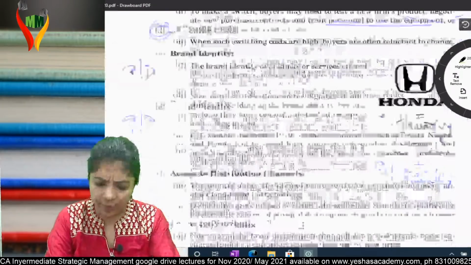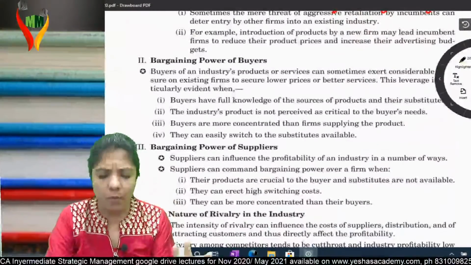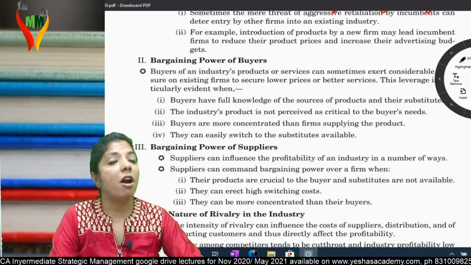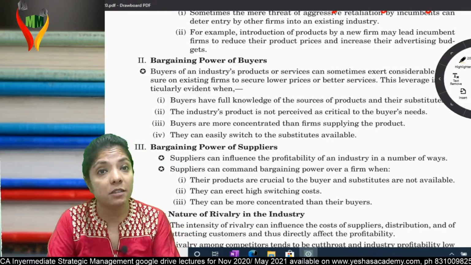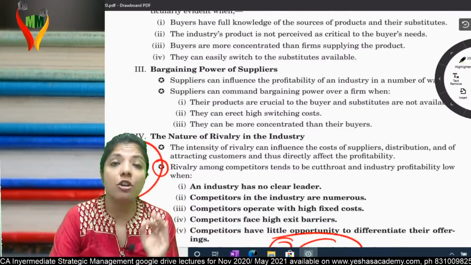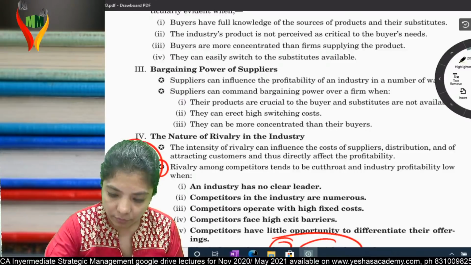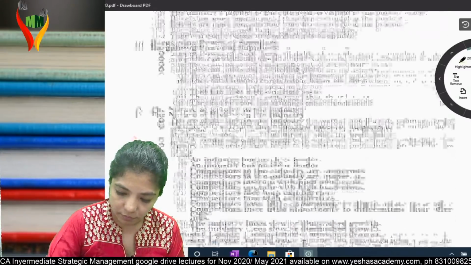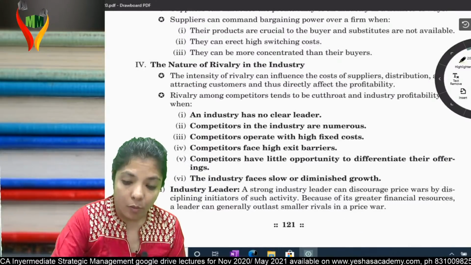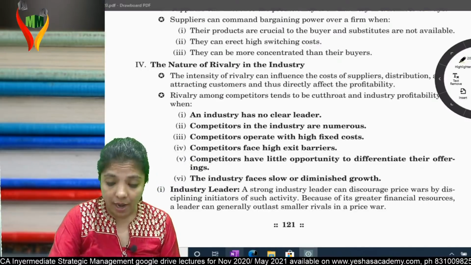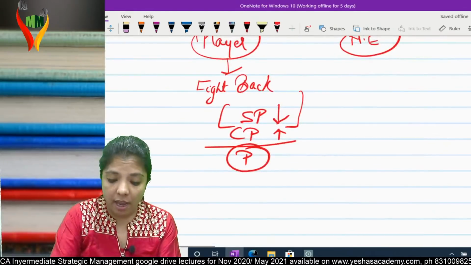Let's go ahead. Second one, bargaining power of buyers. I've already explained you people. Third, bargaining power of suppliers. I've already explained you people. Now let's come to the fourth one. Nature of rivalry in the industry. Very important. Why important? I'll tell you. See, understand. I've explained you people.